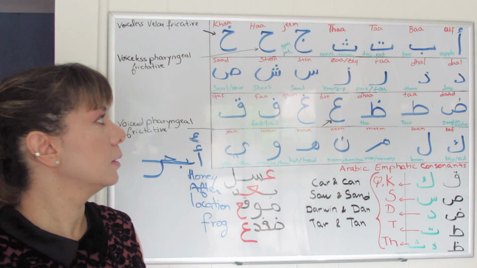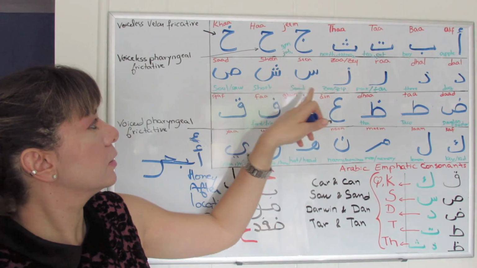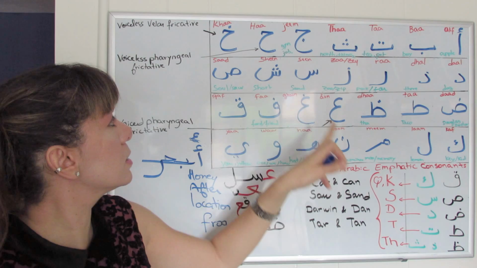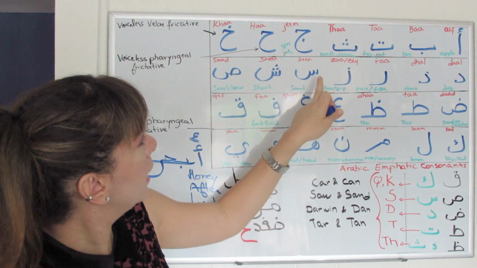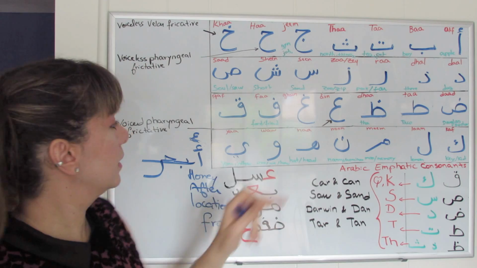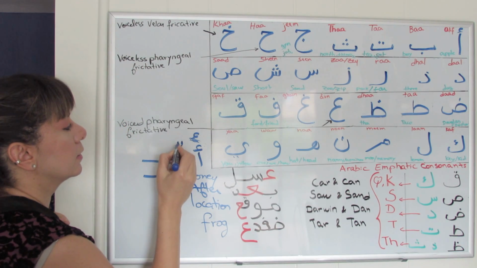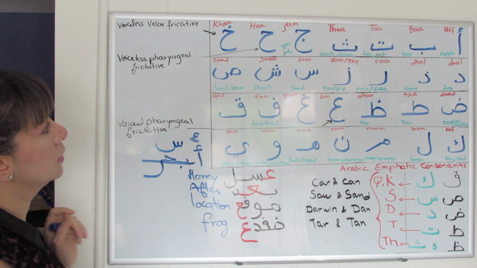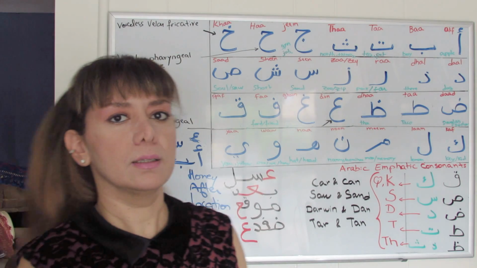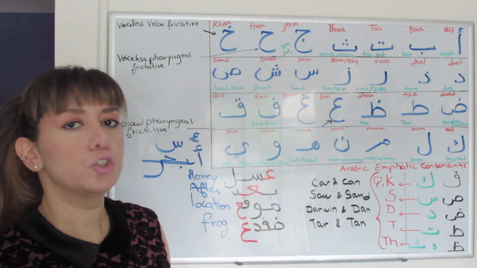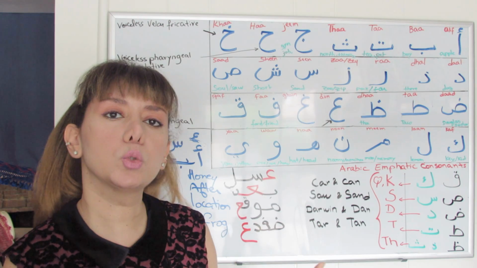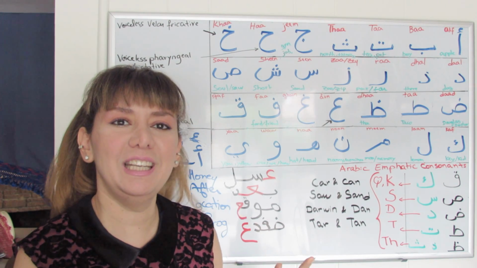Seen, sheen, also look like sisters. Sheen has 3 dots on top, and it looks like teeth. Seen, like sound. Sheen, shh, like shorts.